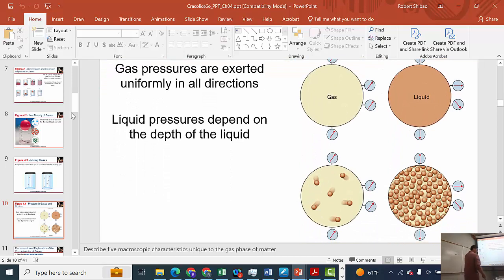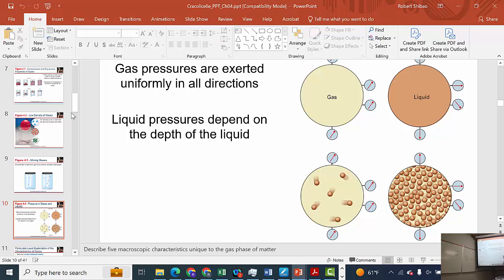Because of the motion of the gas particles, they can collide with the walls on any surface: the top, the sides, the bottom. They're just moving in random motion, and so we see equal pressures here. However, for liquids, it's going to be heaviest down here. If you're weighing the liquid here, it's going to be the heaviest because you have the most molecules stacked on top. If you go a little higher, it's going to get a little lighter. Higher, it's lighter, and at the top, it's going to be the lightest.